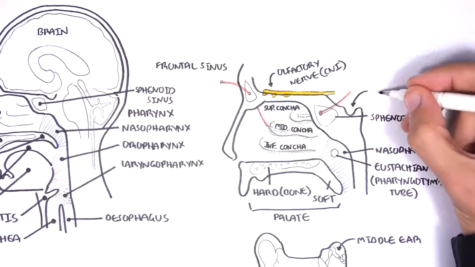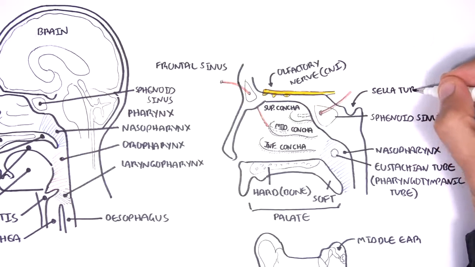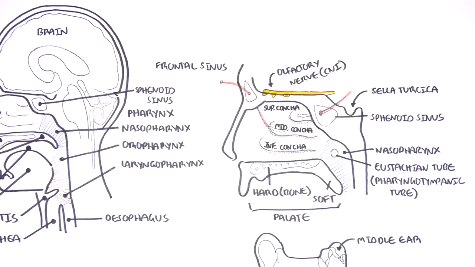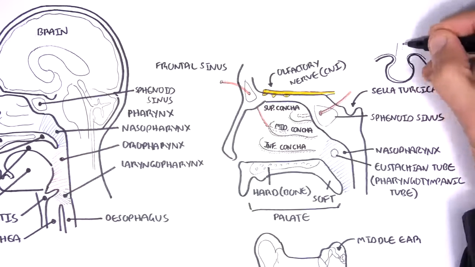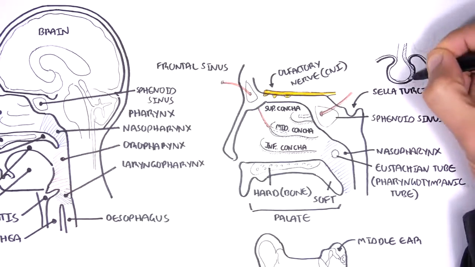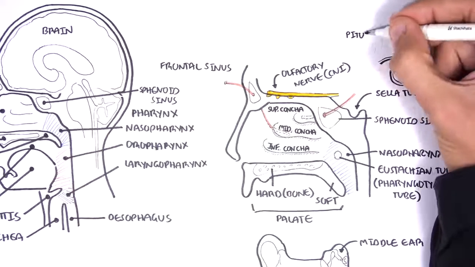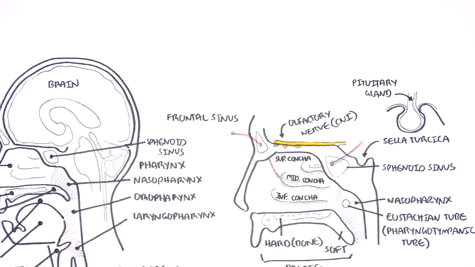Finally, it's important to mention the pouch here, which is the sella turcica, which translates to the Turkish seat or Turkish saddle. And this is essentially the pituitary fossa, where the pituitary gland sits. Of course, the gland doesn't actually sit on it, but it's rather protected or encased by it.